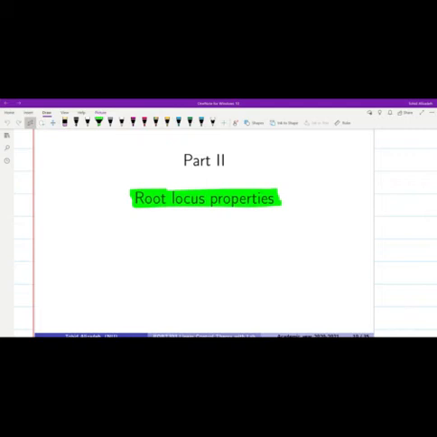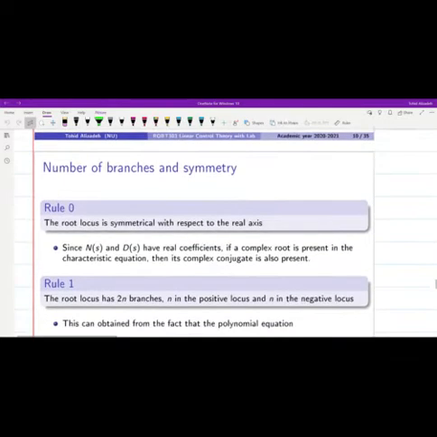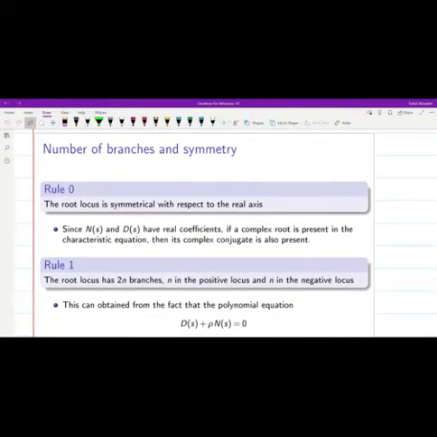Hello everyone. In this lecture we are going to discuss some properties of the Root-Locus which will help us in drawing the Root-Locus for a given system. We'll go through a number of rules one by one. The first one to consider is called rule number 0, and it tells us that the Root-Locus is symmetrical with respect to the real axis.